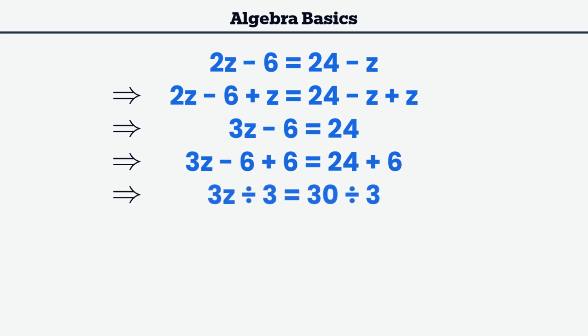Now we just divide both sides by 3. 3z divided by 3 is z and 30 divided by 3 is 10. So z equals 10. Let's double check.